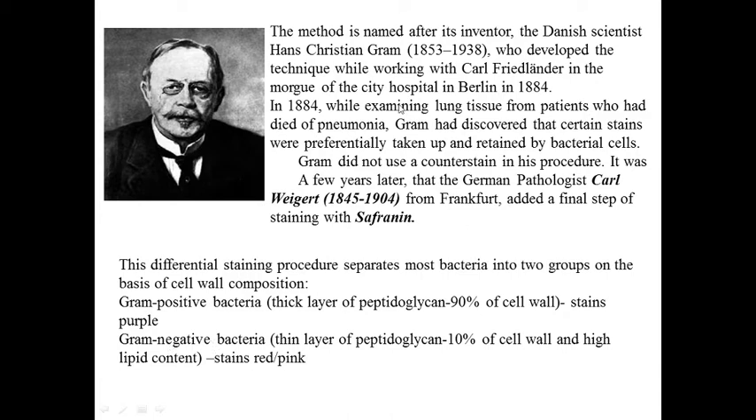Now, gram staining was first described by the Danish scientist Hans Christian Gram in 1884, when they were examining lung tissues from a patient who had died of pneumonia. Gram discovered that certain stains were preferentially taken up and retained by the bacterial cells, so they could observe these colored bacterial cells under the microscope.